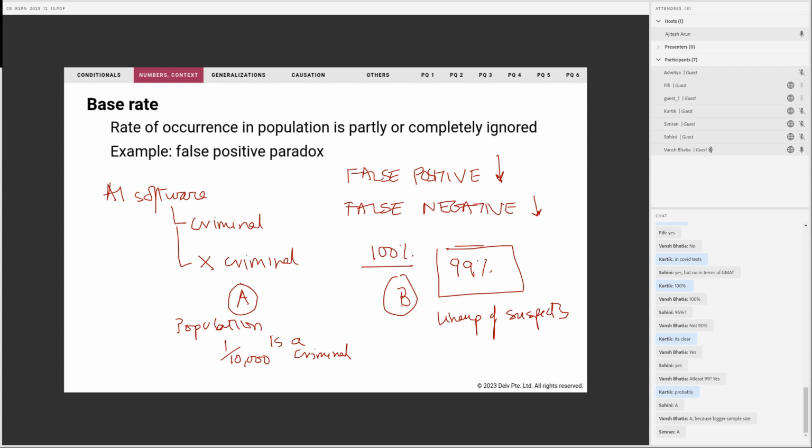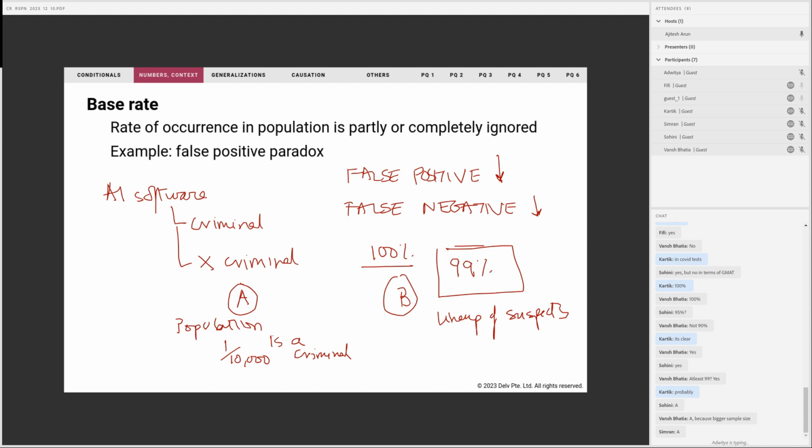So there is a difference in the populations, right? A and B. A is the general population. B already has some prior probabilities mixed in. And by prior probabilities, what do I mean? I mean, whoever this software is being run on, let's say the police already have a good idea about whether they could be criminals or not. So they have a reason to think that they were involved in some sort of crime.